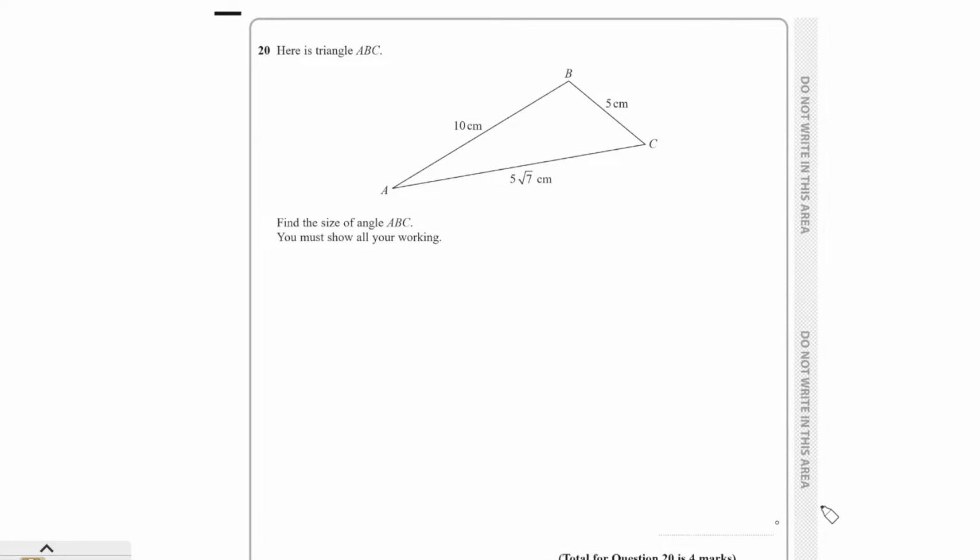Okay, question 20. So here is triangle ABC. Find the size of angle ABC. So angle ABC is this one. Put X there for now. It's a scalene triangle. We've got some sides. We want to work out an angle. It's going to be something to do with trig. It's not SOHCAHTOA, obviously, because it's not a right angle. Scalene triangle.